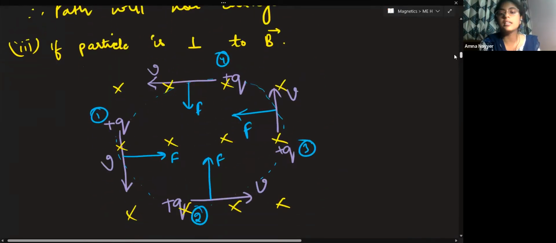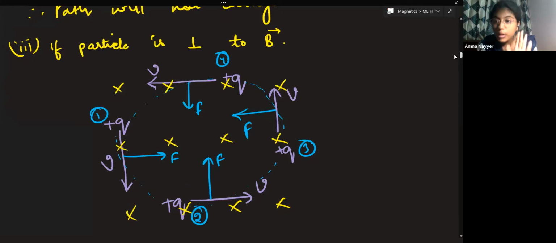So this is the third case. If the particle is perpendicular to the magnetic field, there will be a change. Here magnetic force is not zero. That is, the path of the charge will be in circular form. First case, 0 degrees, no force. Second case, 180 degrees, no force. Third case, 90 degrees, yes, a circular pathway. Clear to all of you, yes or no?